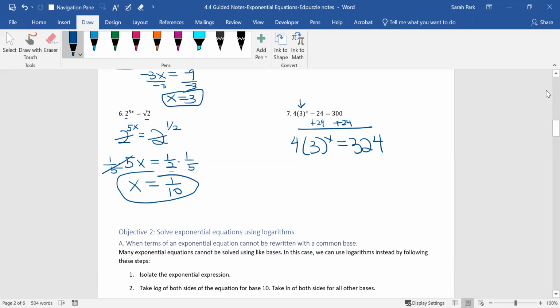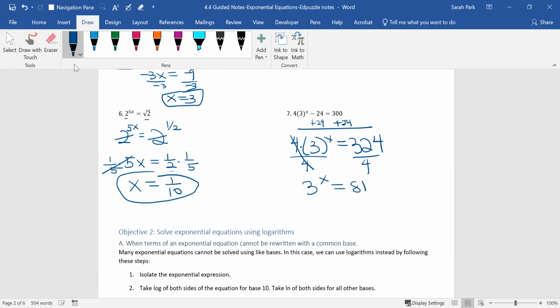Now, some of you may have thought to multiply this 4 and the 3 together. We can't do that because this 3 has an exponent of x. So we can't multiply the 4 and the 3. We just have to keep them separate. Now, to get rid of this 4, we can divide by it, because 4 is being multiplied by the 3 to the x. And the 4 can be canceled by dividing. We have 3 to the x power equals 324 divided by 4, which is 81.